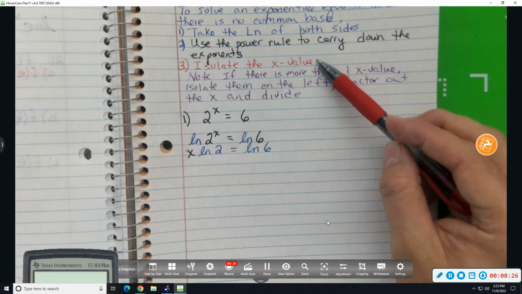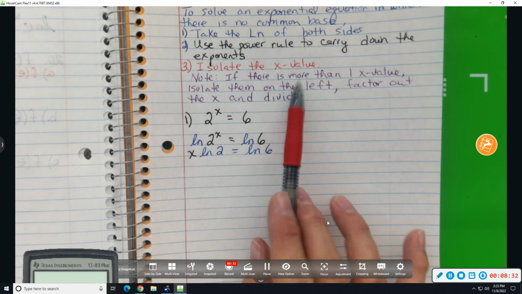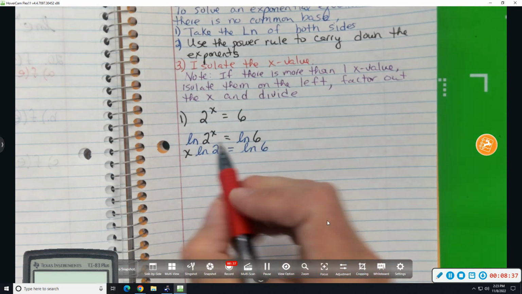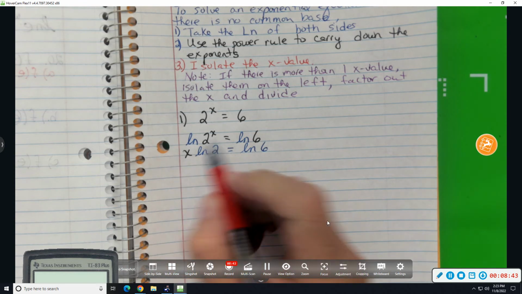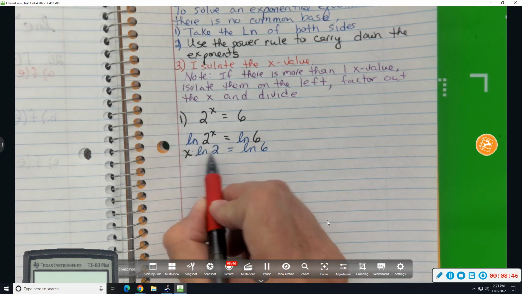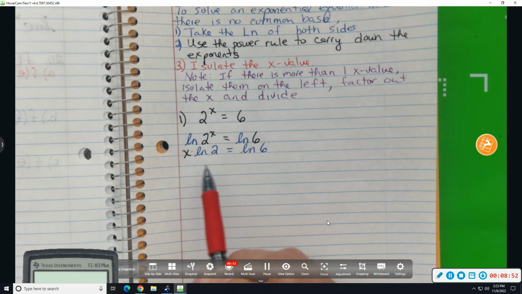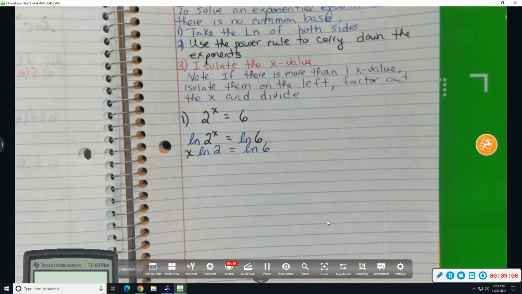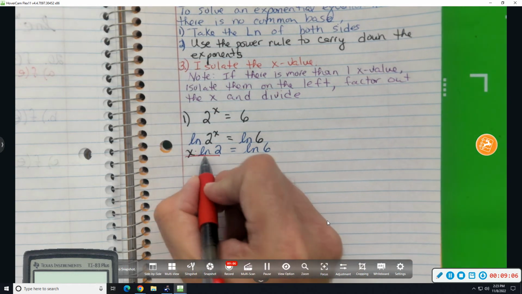Now, isolate the x value. We don't need to worry with this purple note because there's only one x value. It's if there's more than one x value that you've got to use the purple note. So let's see. What would I do to get this x by itself? This is x times ln 2. So thinking of ln 2 as just a number or another variable, what would you do? I'll give you the hint. Am I going to subtract ln 2 from both sides or divide? What would undo that? Divide? Yeah, divide both sides by ln 2.